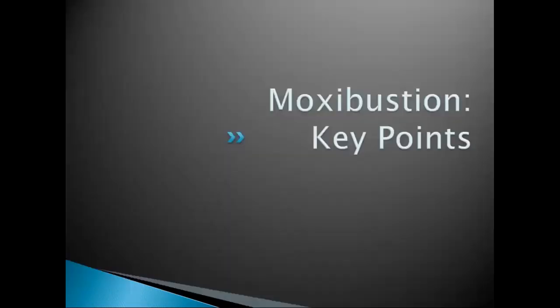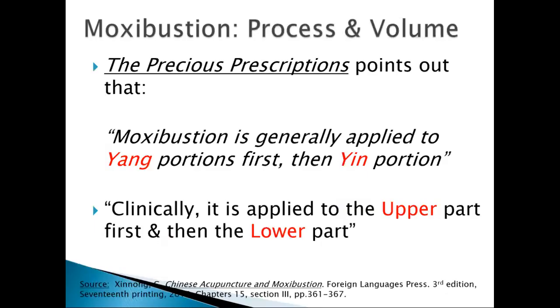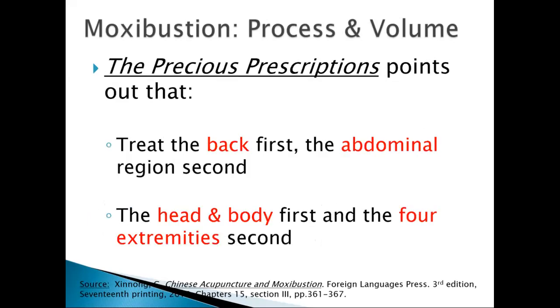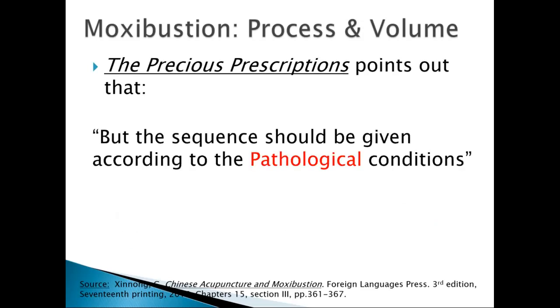Okay, so let's now go over to the key points in moxibustion. So the Precious Prescription points out that moxibustion is generally applied to yang portions first, then to the yin portion, then it's applied to the upper part first, and then to the lower part. This is just a guide, okay? But generally the old school guide in the ancient classics: treat the back first and then the abdominal region second, the head and the body first, and the four extremities second. So the trunk before the extremities.